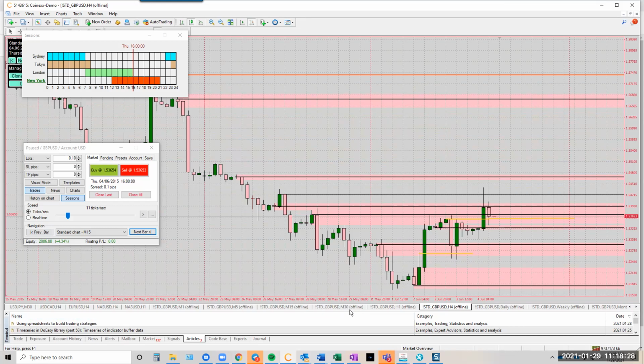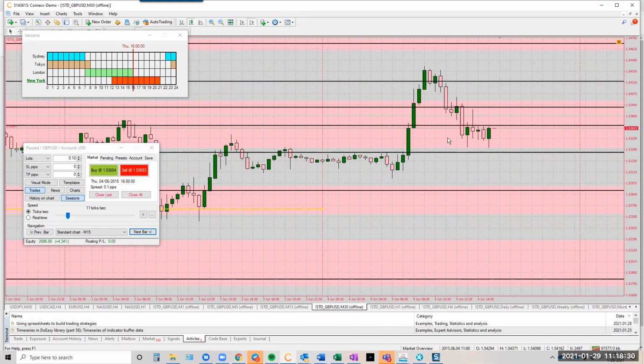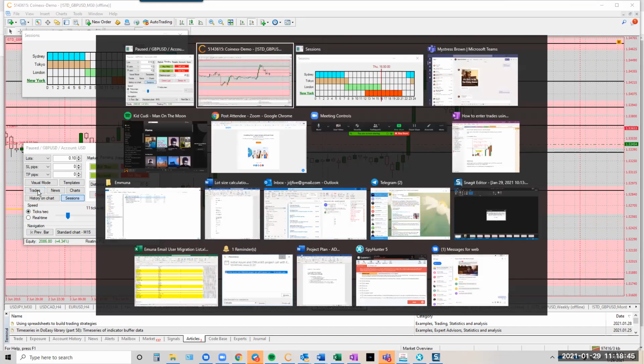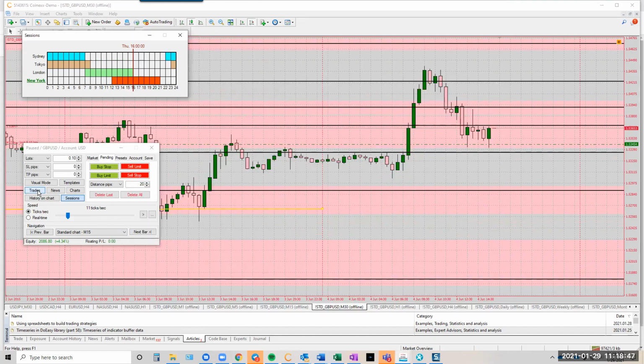Just for grins now that I'm here, I want to see if that really would have been correct. I'm going to put a pending order. I'm going to put it above the key line and see if it goes there and goes up. Come on.